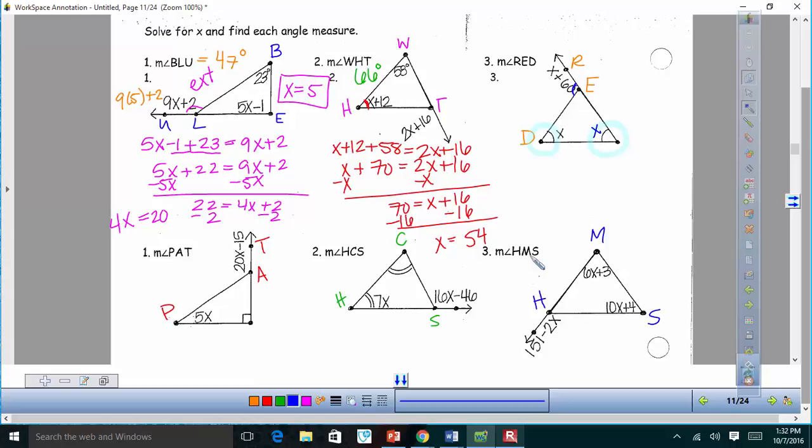So we're still setting it up: remote angle plus remote angle equals exterior angle. So this would be x plus x equals x plus 60. I want all my x's on one side, so I'm going to take this x and move it to the other side, which is going to cancel out one of my x's. And so x is going to equal 60. So to find my remote angle, I would plug that in. 60 plus 60 is 120 degrees.